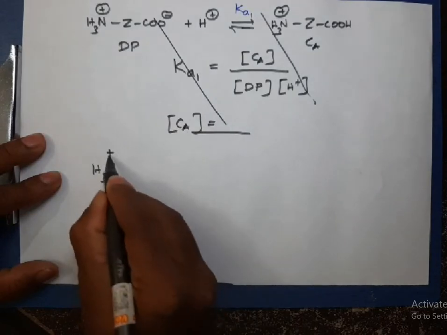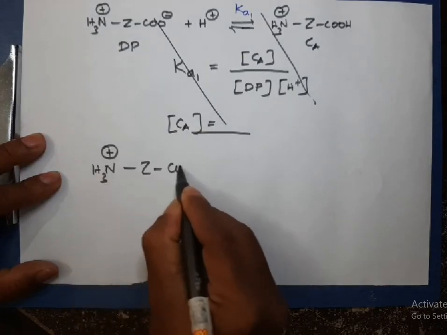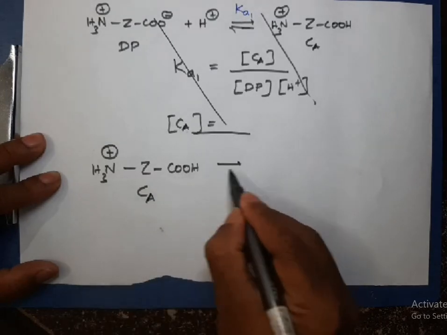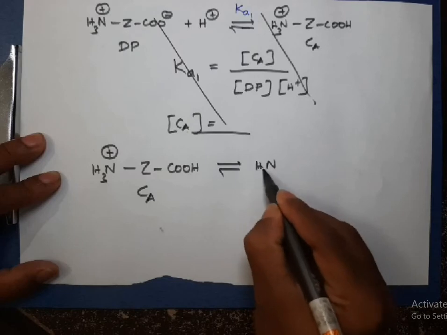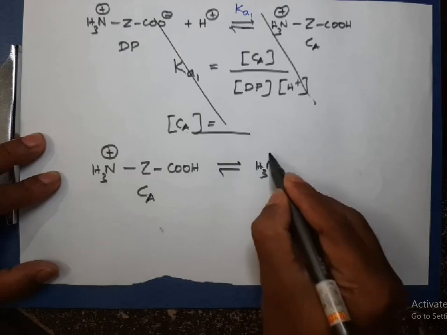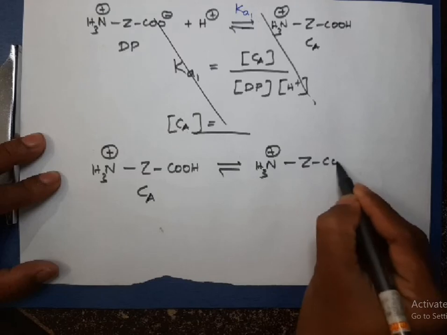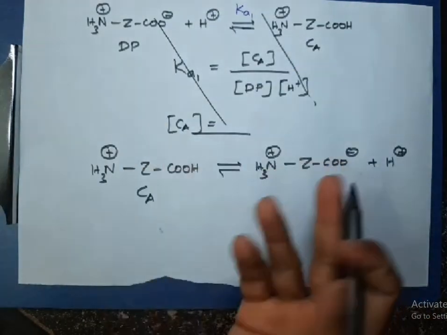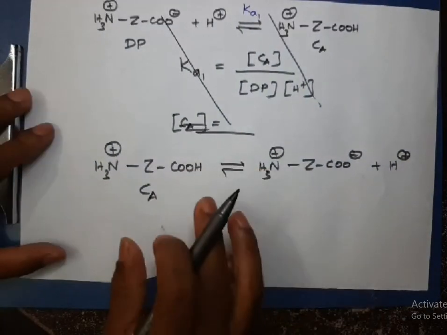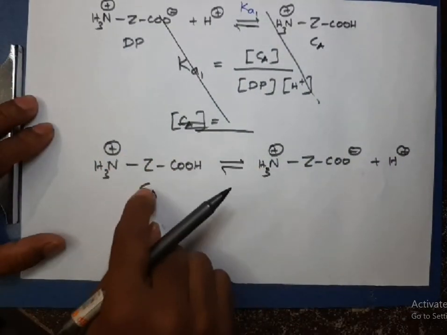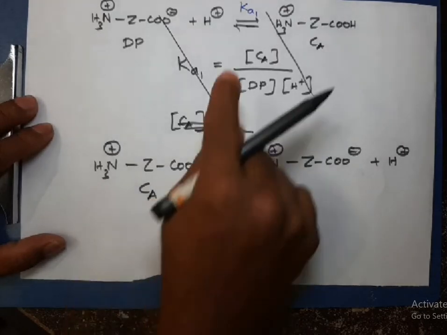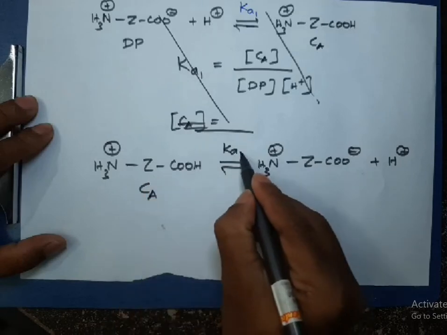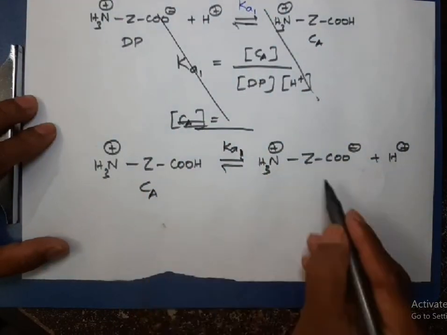So NH3+ZCOOH. I will take this conjugate acid. This conjugate acid will dissociate and become NH3+ZCOO- and H+. I'm just writing it in the reverse manner so that you will get Ka1 for this conjugate acid. Ka1 is the equilibrium constant for this conjugate acid. And what is the equilibrium constant value?